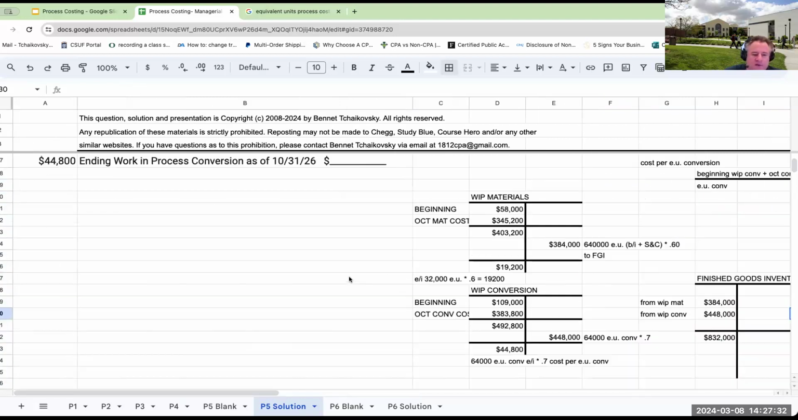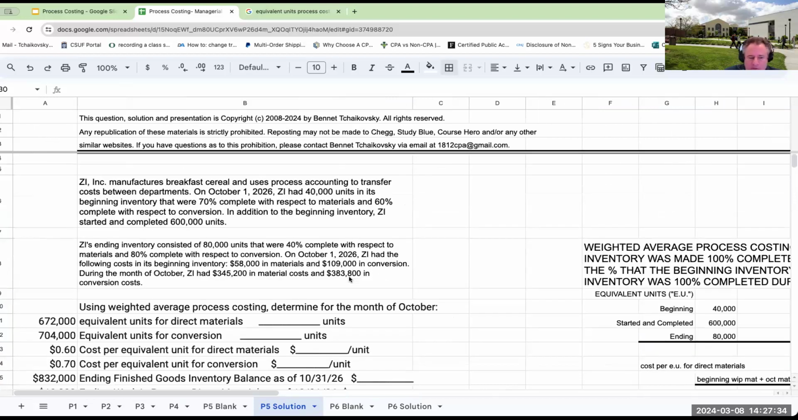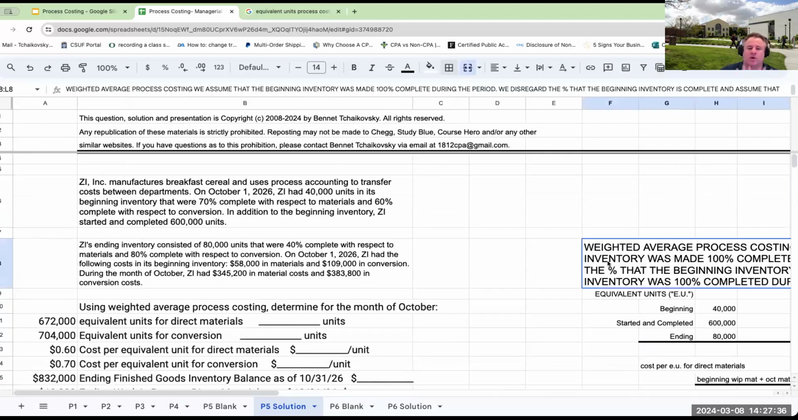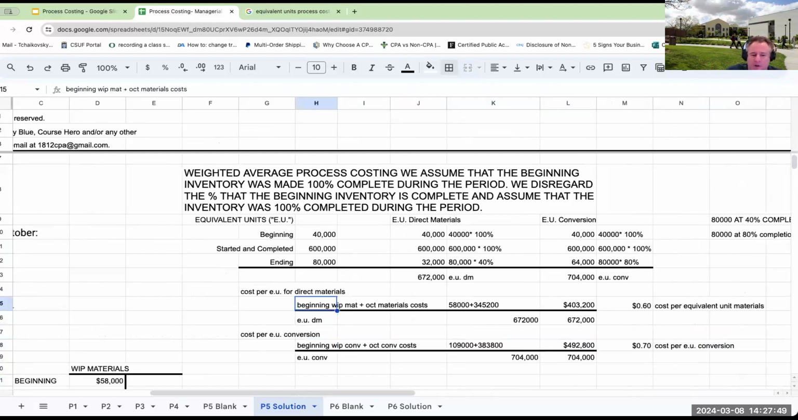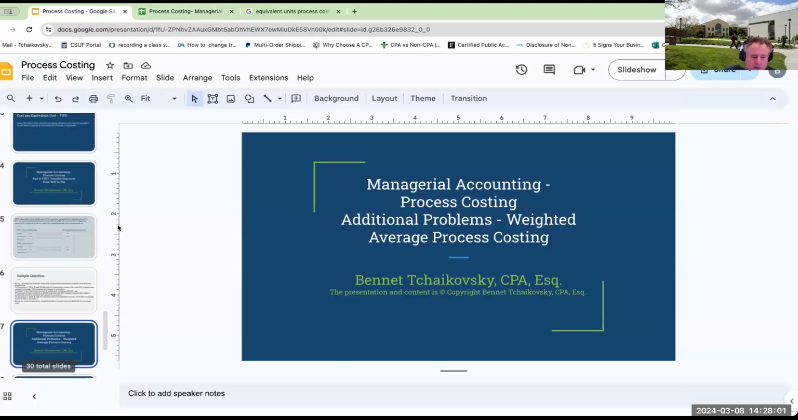But this is weighted average process costing. Remember, we disregard the percentage of the beginning inventory when it comes to equivalent units, and we assume it's all 100% completed. And why are we doing that? It is because over here, I am including my beginning work in process materials costs, and I'm adding in my costs during the period. So hopefully this was helpful for you.